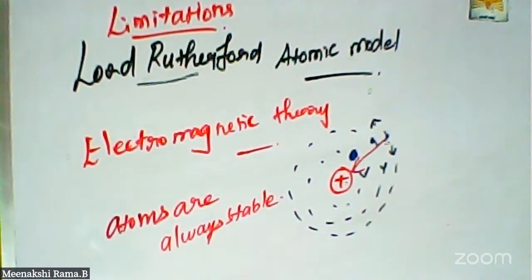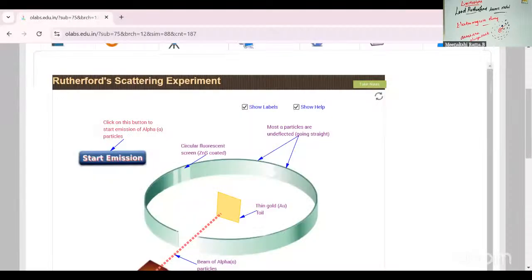Okay, so first, what we understood: the discovery of the nucleus, how the alpha particles are deflected with the help of the gold foil, the details about Rutherford's atomic model, and the limitations of Rutherford's model. Next is the Bohr model of the atom. Before that, I'm going to show a simulation for you. Yeah, this is the Rutherford scattering experiment.